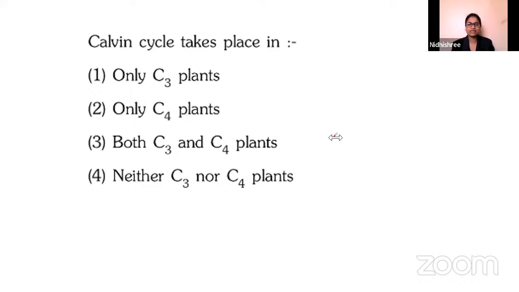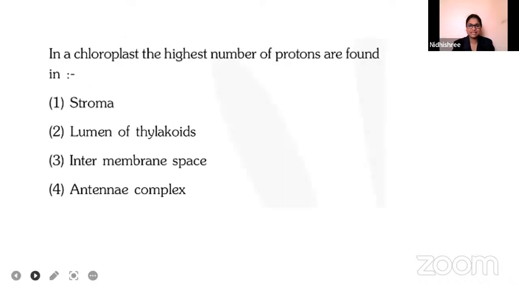Only 1 or 2 students are messaging in YouTube. Be fast, guys. Afroz, option A. Kavita, option A. So most of them voted for option A. So the right answer here is both C3 and C4. Kelvin cycle agatte C4 allu kuda, but the product will be different. So the right answer is option C.